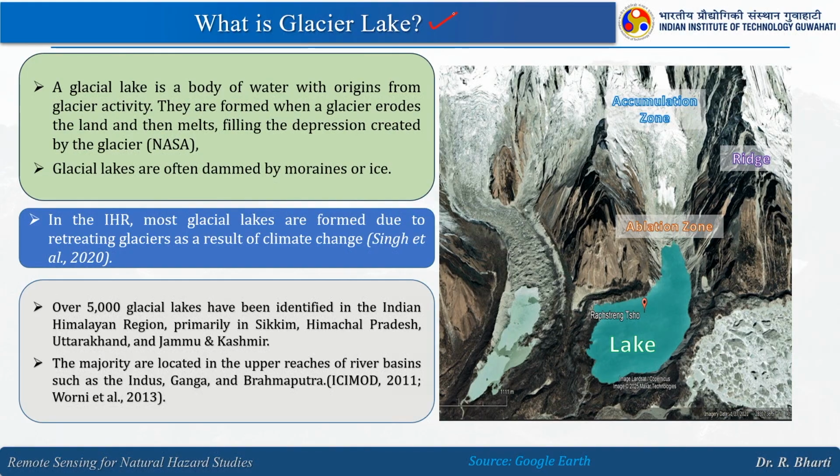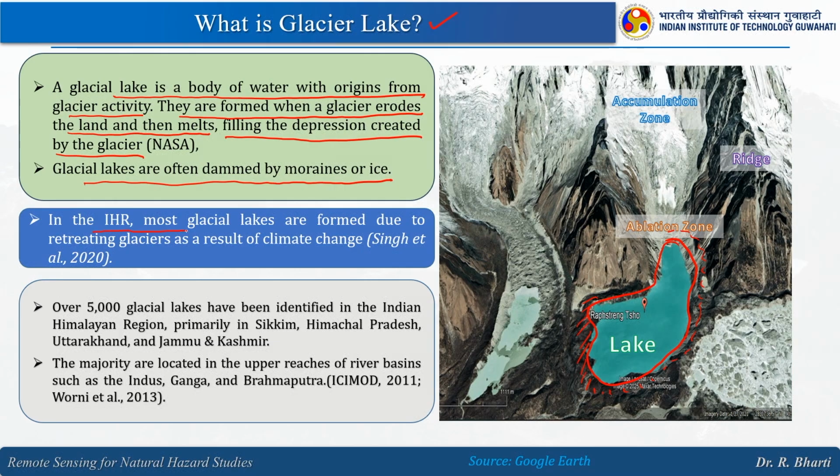So, here you can see the basics of glacial lakes, how they are getting generated, what is their importance. A glacial lake is a body of water with origin from glacier activity. They are formed when a glacier erodes the land and then melts, filling the depression created by the glacier. As we discussed in the previous slide, this depression was taken by the melt water. Glacial lakes are often dammed by moraine or ice. So, here you will see the moraines are accumulated, which is storing this water.